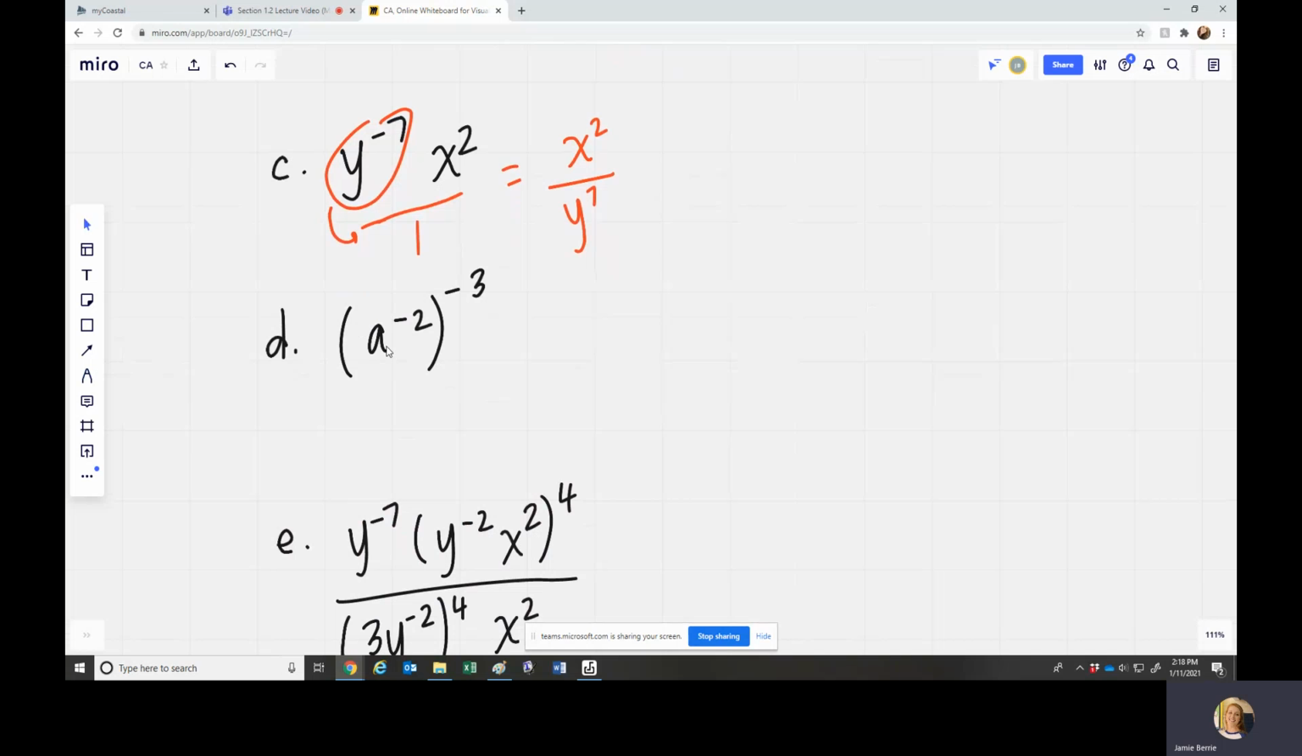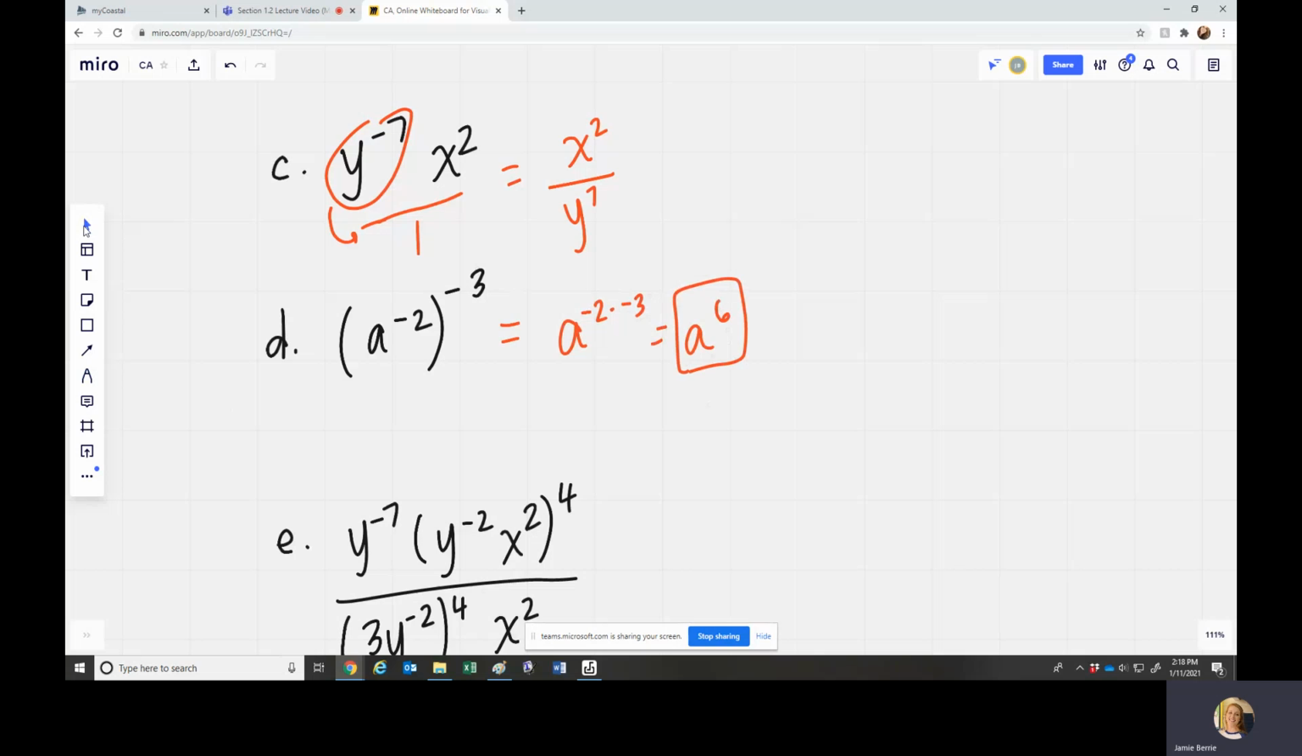Okay, so I have my next example, which says a to the negative 2 raised to the negative 3. All right, so this is a power to a power. It's a little bit different here because they're negative, but that's okay. You know, when we have a power to a power, we multiply the exponents. So that becomes a to the negative 2 times negative 3. Negative 2 times negative 3 is 6. So that would be a to the 6th power. Negative times a negative becomes a positive.